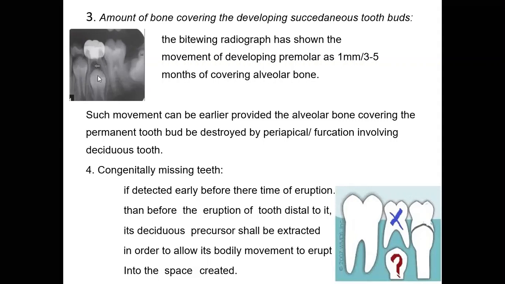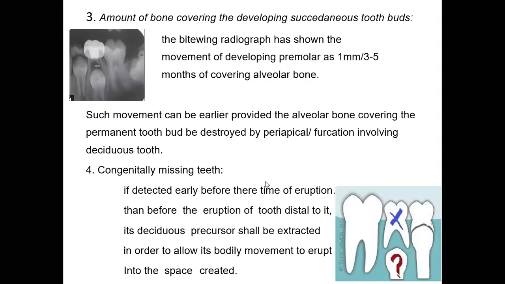If the permanent tooth bud is very near to the alveolar bone, then we can extract this tooth. If it is very low and there is a lot of bone covering, then in that case we will maintain this space either by restoring the deciduous tooth, or if we cannot restore this deciduous tooth, then we will try to give a space maintainer.